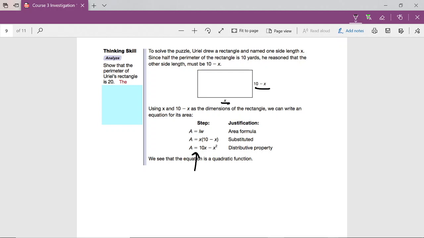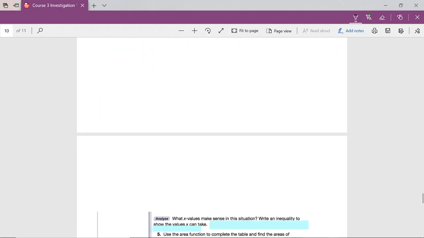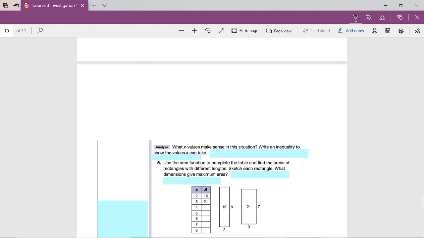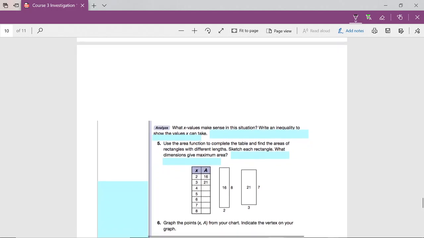So we end up with this area formula. And as we can see, this is actually quadratic. And we know that because of this x squared. That x squared tells me that this is a quadratic. So, because that highest power is 2, we do actually end up with a quadratic that is a parabola. So, if we want to find what the maximum area is, we could find the maximum of this parabola. So first of all, we can start out with what x values make sense in this situation, remembering that we can only have 20 yards of fencing.